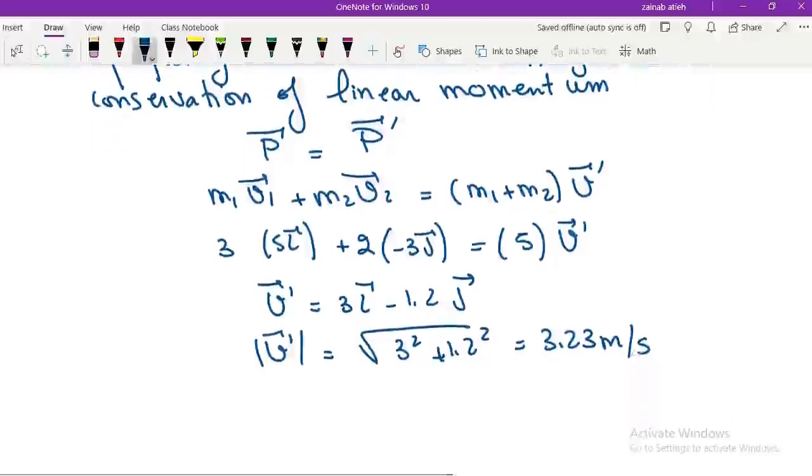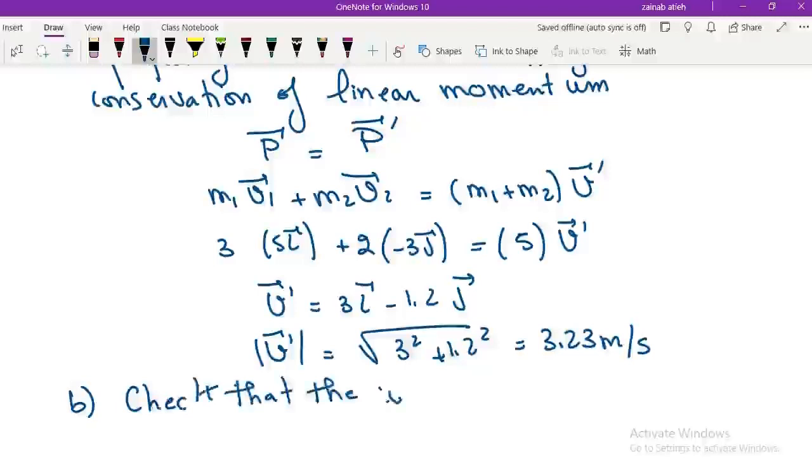We may add a part, let me call it part B. The part says check that the collision is inelastic. How to check if the collision is elastic or not? I have to check the kinetic energy before and the kinetic energy after. If they were equal, then it is an elastic collision, and if they were different, it is an inelastic collision.